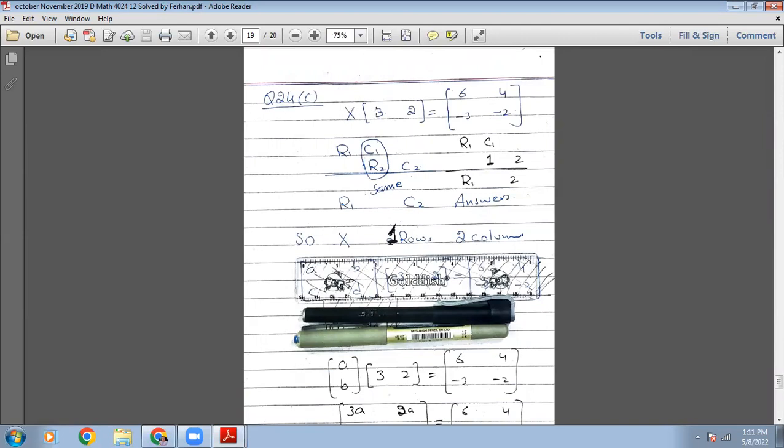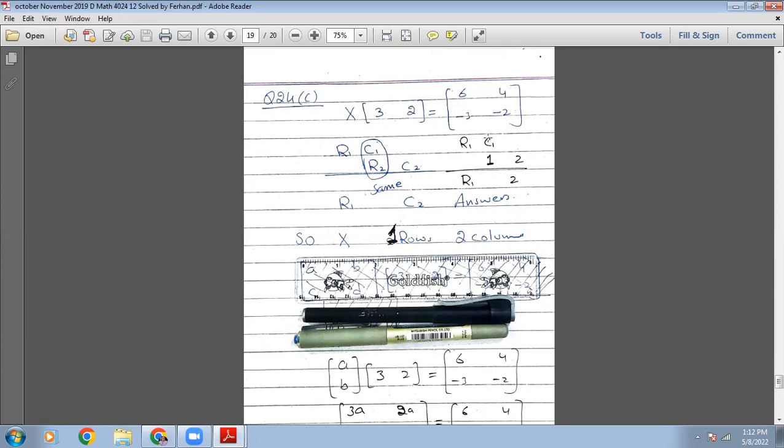You see, when this X is multiplied with this matrix and this was the answer, how do you check? The order of the first is R1, C1, and the order of the second matrix is R2, C2. When C1 and R2 are the same, then the multiplication is possible. So here there is one row in the second matrix. So it means in the X, there will be one column. The columns of the first and the number of rows in the second are the same. So in the second, the number of rows is one. So the number of columns in the X will also be one.